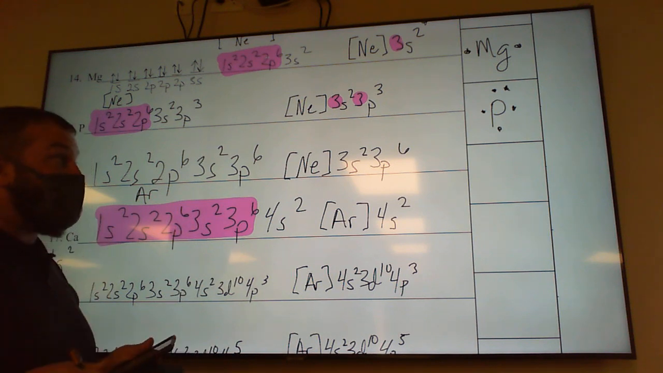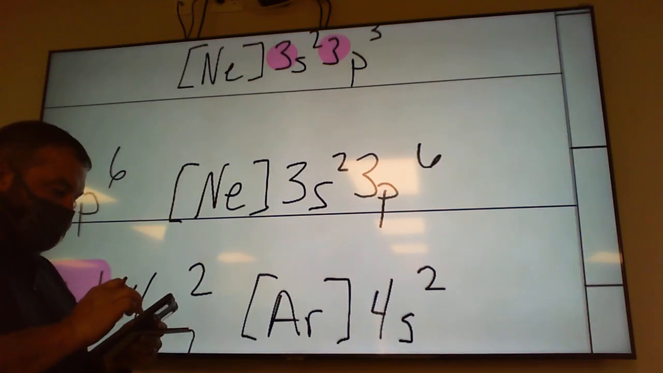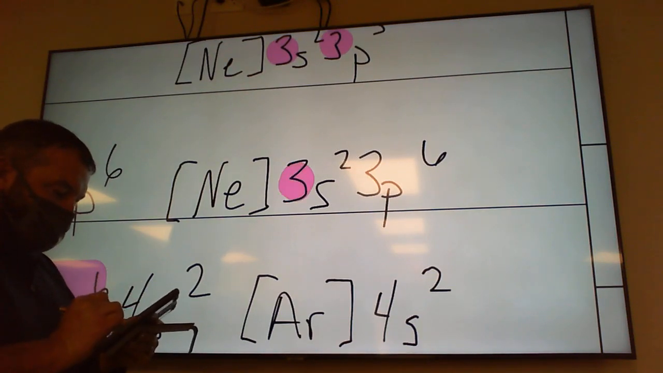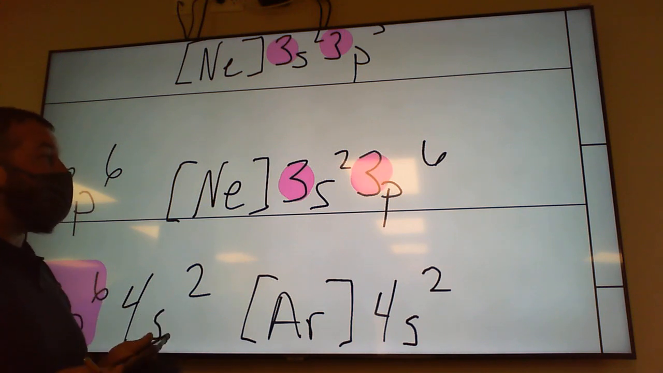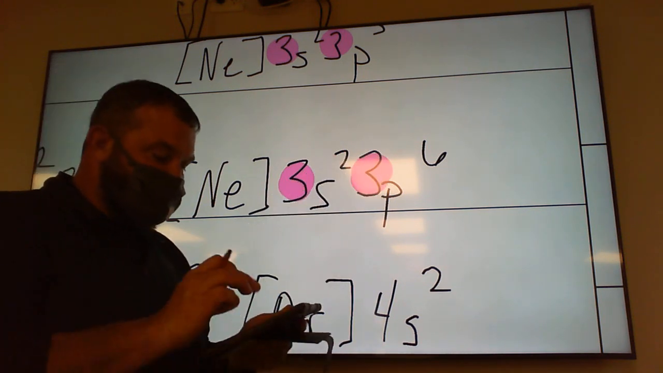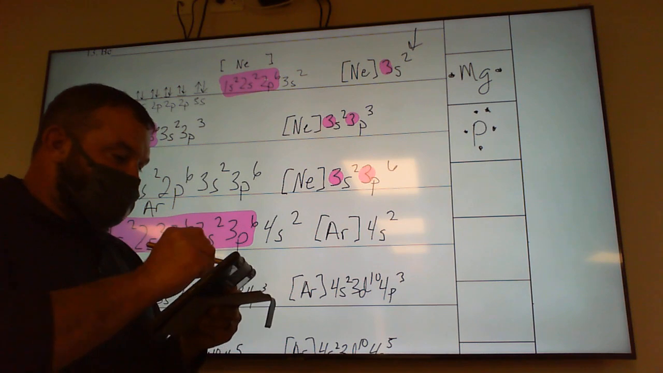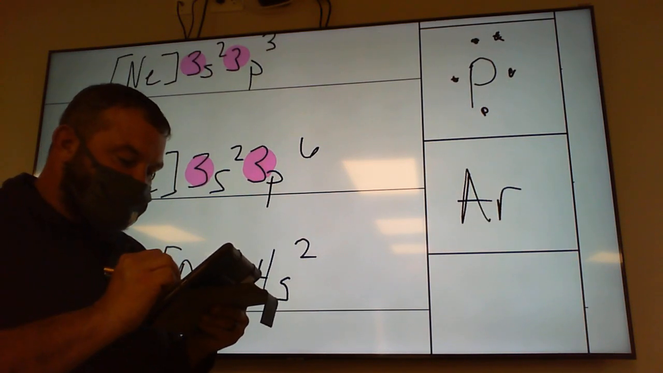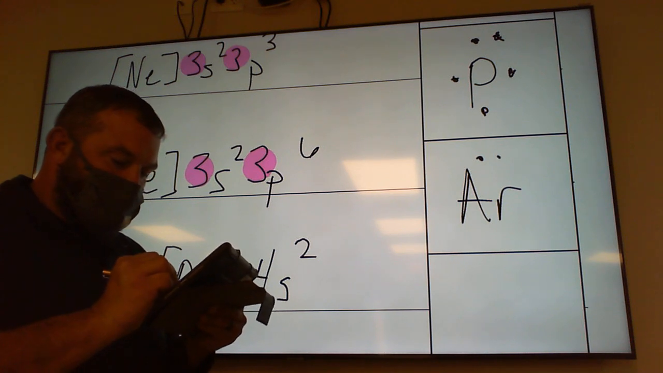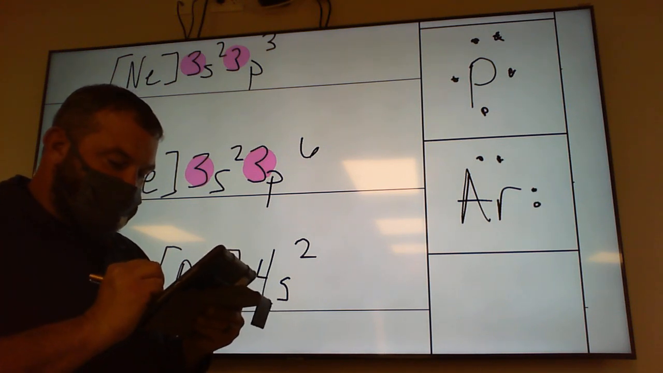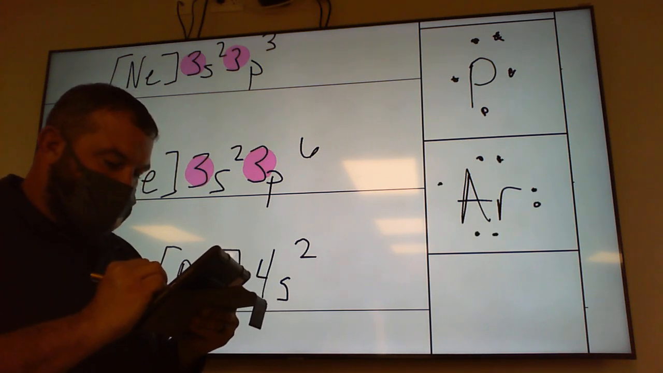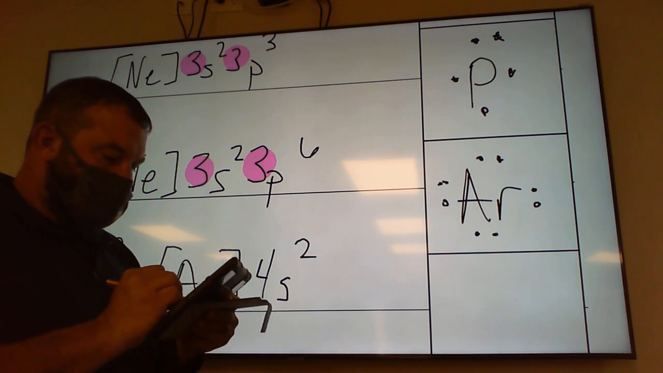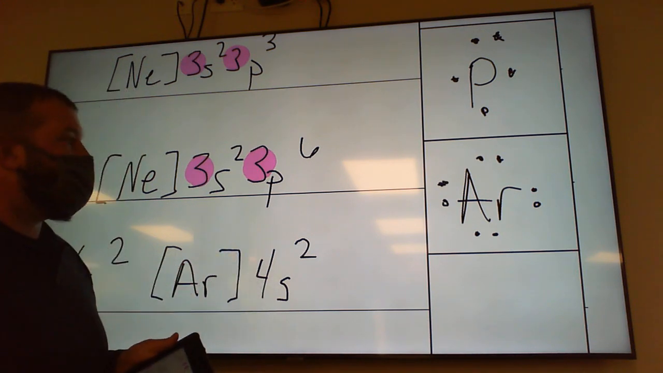Let's look at argon. Argon is group 18. For the highest principal energy level, I have to add the 2 and the 6. Remember, every element in group 18 has 8 dots except helium. Helium only has 2. Okay?